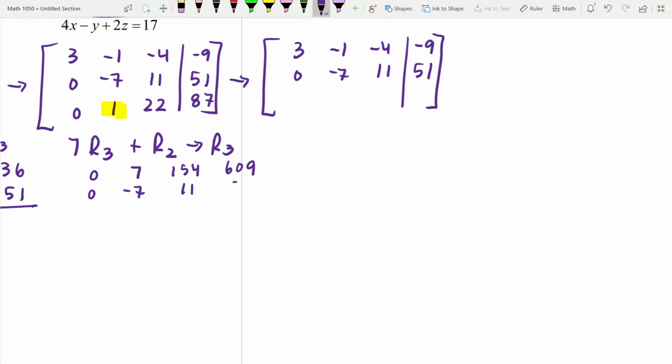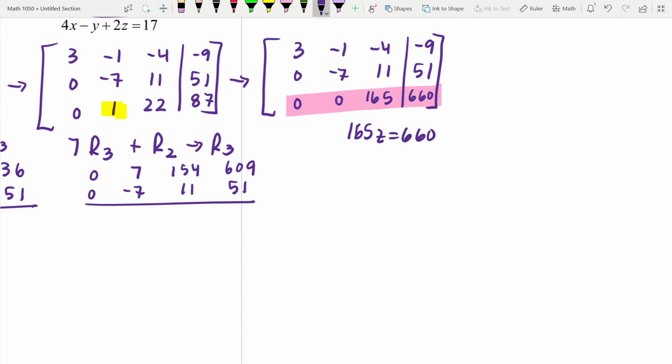Write down row 2 underneath it. Add these together, and you get 0, 0, 165. 609 plus 51 is 660. Now we're done. I've got my zeros, okay? Because all I have to do is Gaussian. Go right here. That means 0 times x plus 0 times y, 165 times z equals 660. If you go 660 divided by 165, you get a 4.